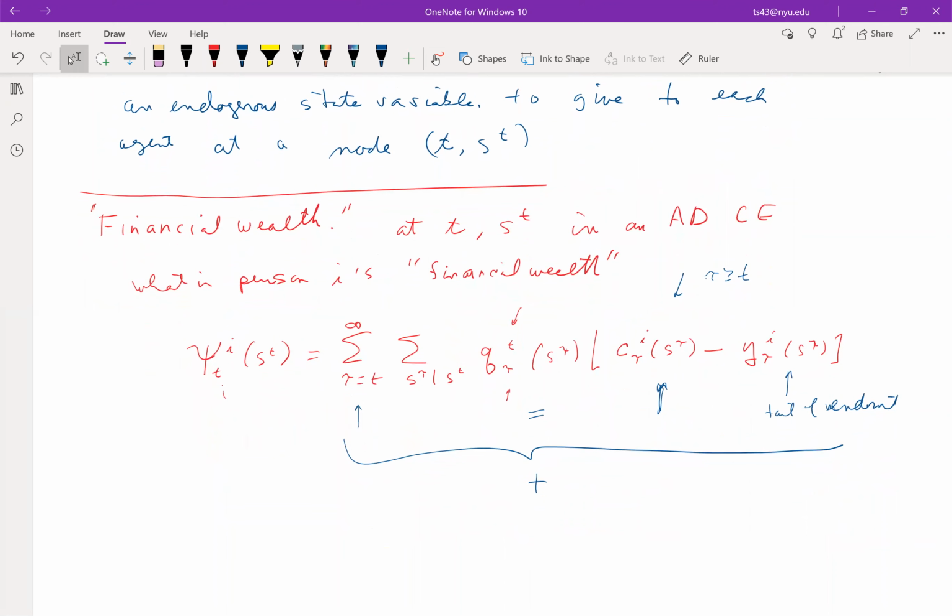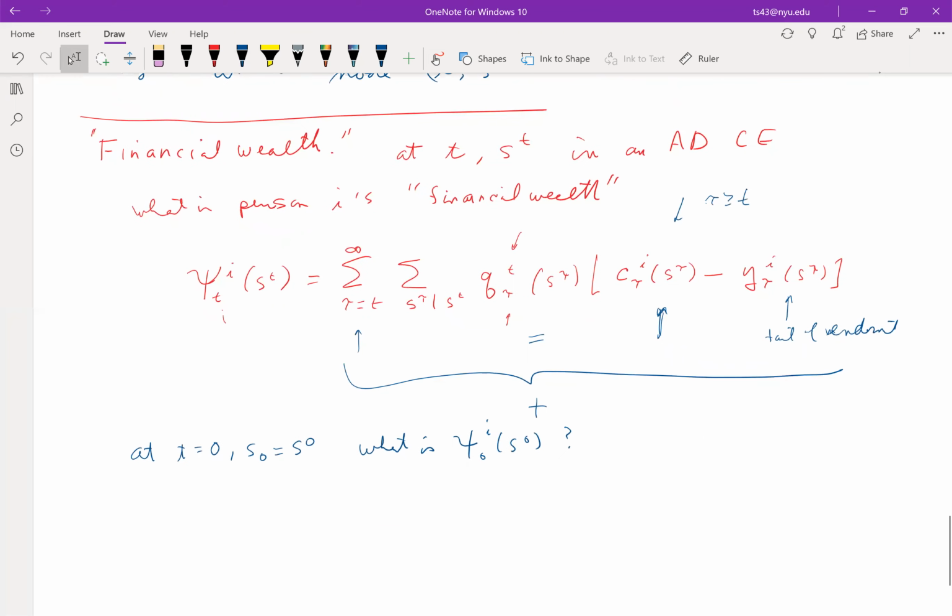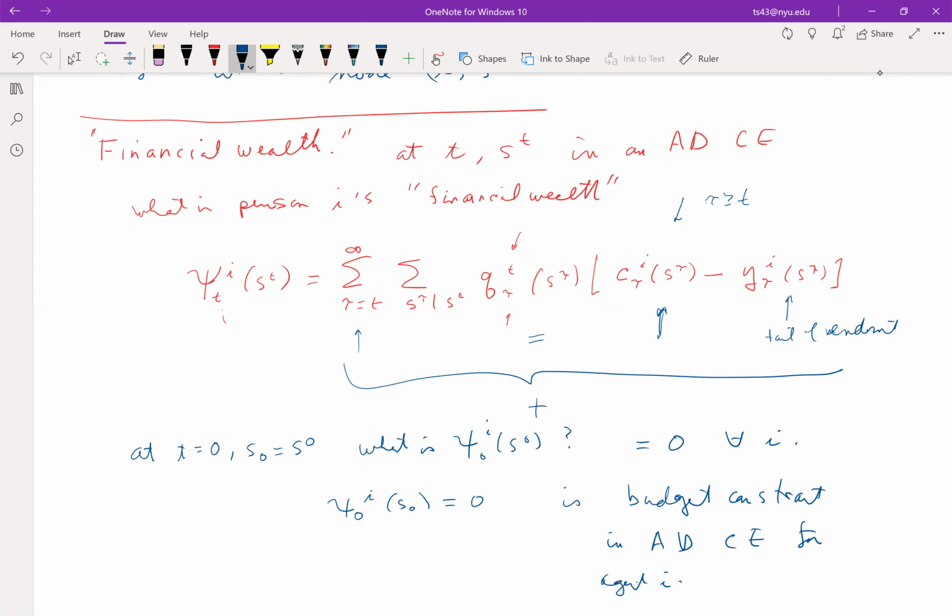So if we applied this, notice that here's an exercise. At t equals 0, S0, that's where we start. What is it? You'll see right away, if you apply that and think about the definition, this is equal to 0 for all i, because that just becomes the equation that the value at time 0 equals 0, which is the budget constraint in the Arrow-Debreu competitive equilibrium for agent i. Okay?